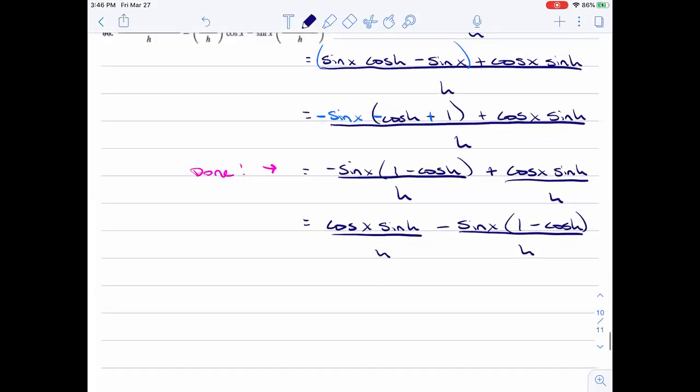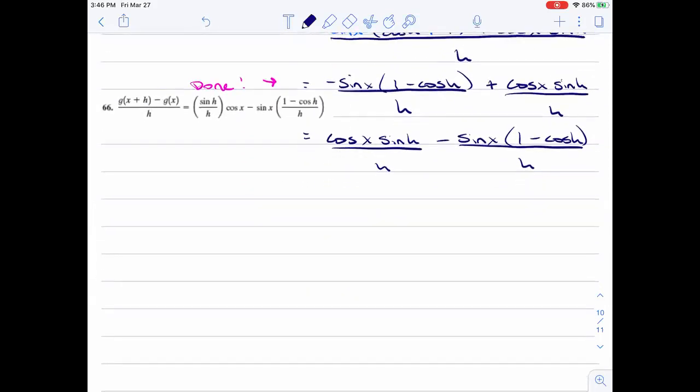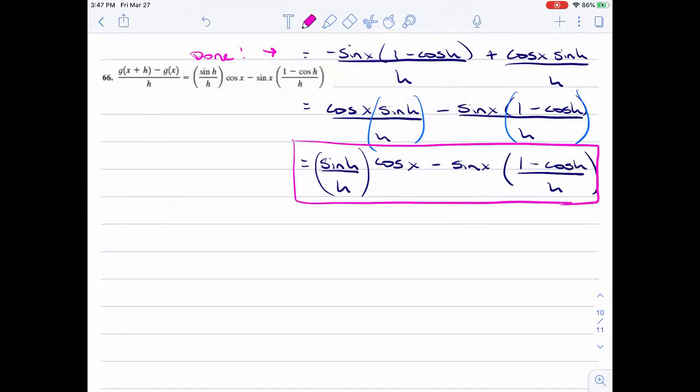To make it look exactly like this thing, I can group this and I can group this. So let's rewrite the order again here. We've got sine h over h times cos x, you can convince yourself that that's the same, minus the sine x of 1 minus cos h over h. Which is exactly what we wanted.